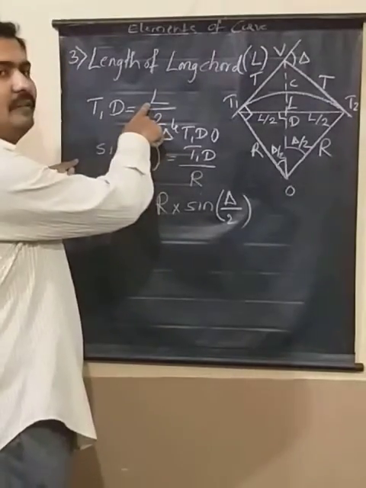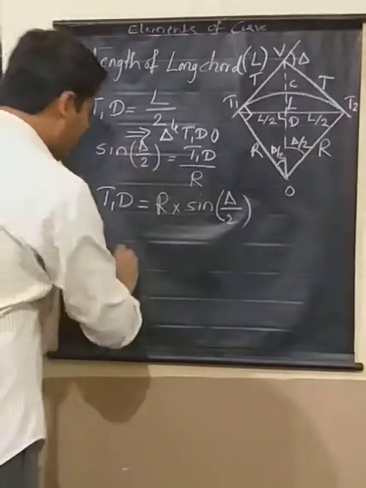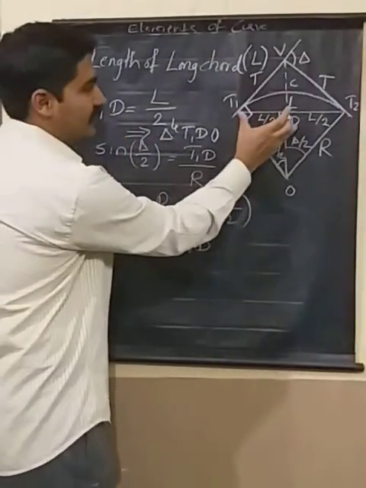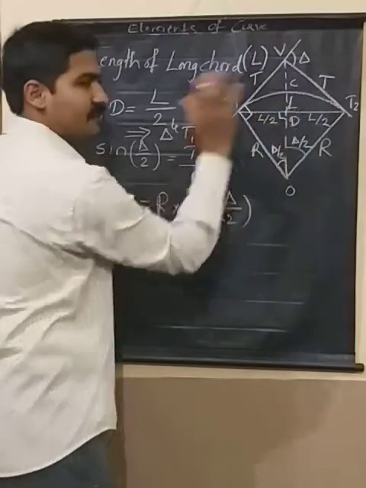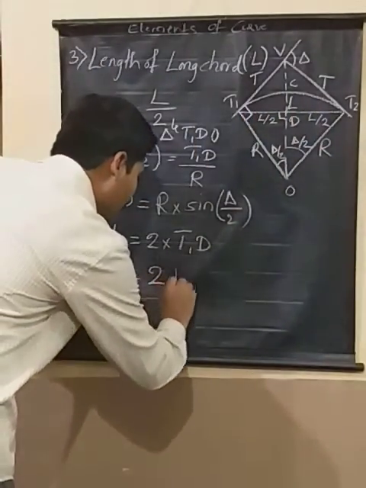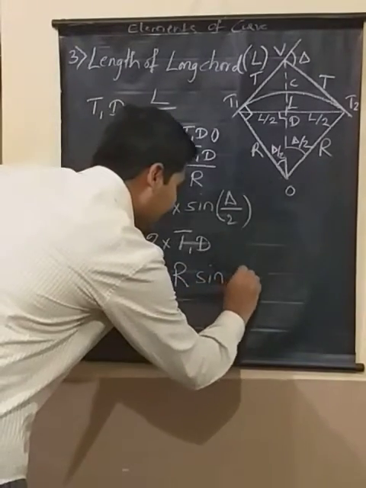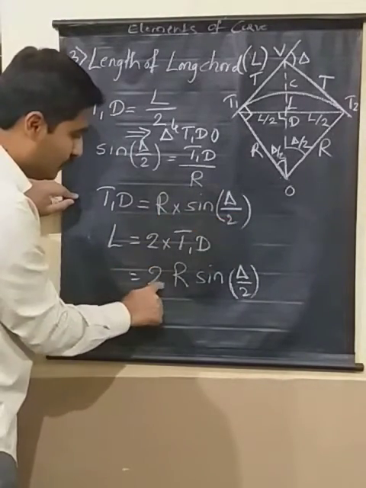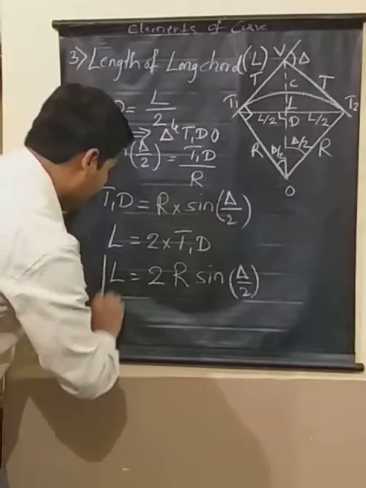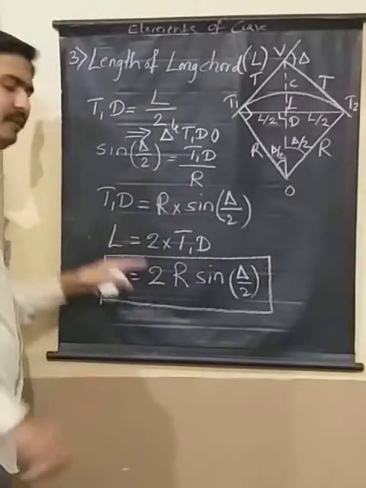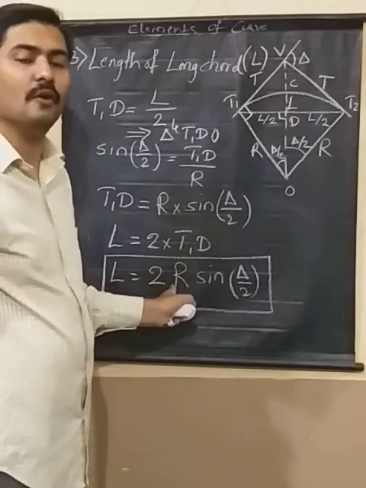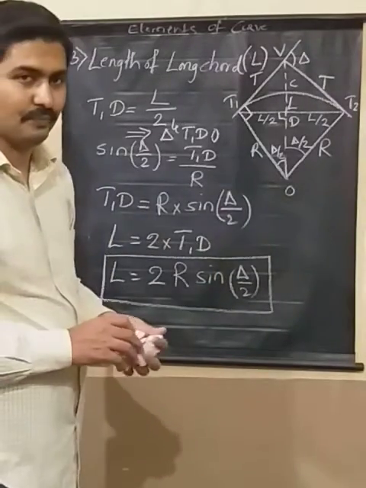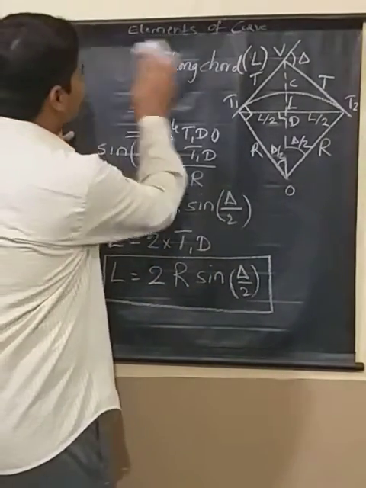So if I want to get the length of the long chord, it is 2 into T1D. So it is 2 times T1D. T1D is this, so the total length is 2 times this, isn't it? So it is going to be 2R sine delta by 2. So 2R sine delta by 2 is the formula to find the length of the long chord. So the total length of the long chord will be 2R sine delta by 2, right? So this is the third expression.